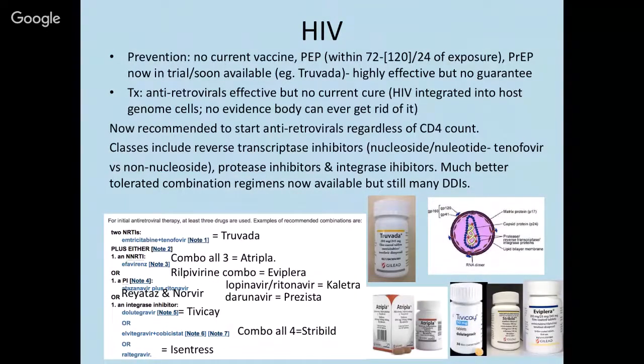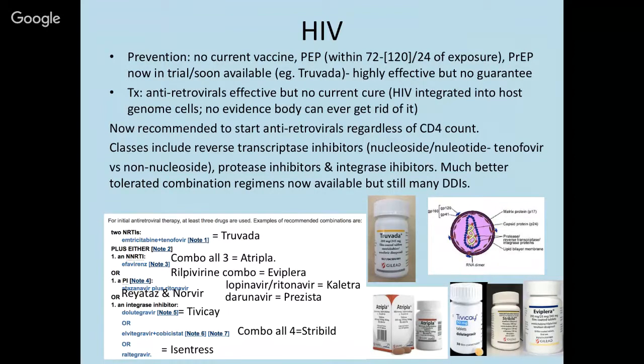So there's no prevention, no current vaccine. You can use PEP, ideally within 72 hours but up to 5 days of exposure. So you get antivirals after a high risk exposure, say if you've had unprotected sex at high risk.